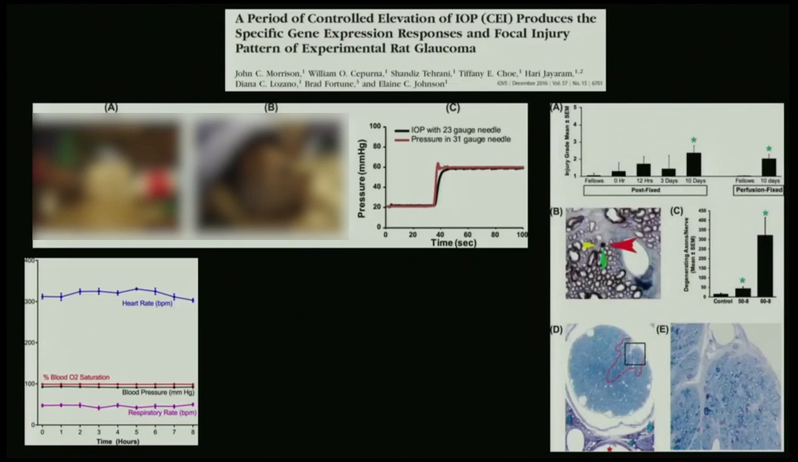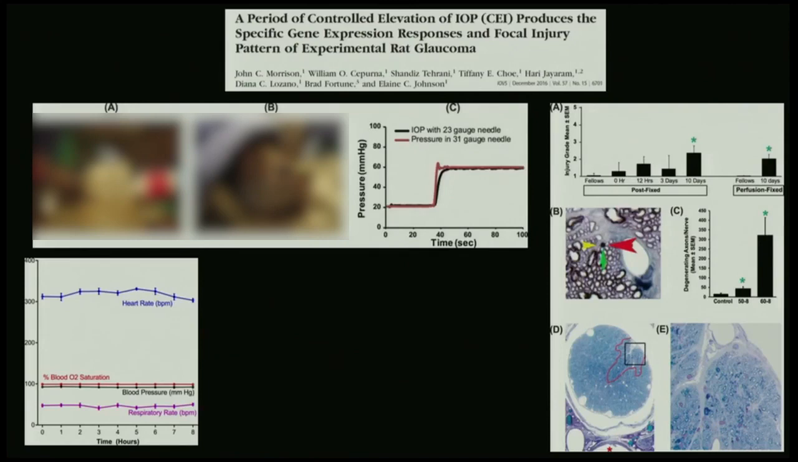And when we looked at the effects of this injury, it did cause significant injury that we graded on a scale of 1 to 5, 1 being no injury, 5 being complete total injury, and it caused a significant injury of about a 2 at about 10 days post-injury. And we can see that injury at the level of the optic nerve head with these degenerating axons.